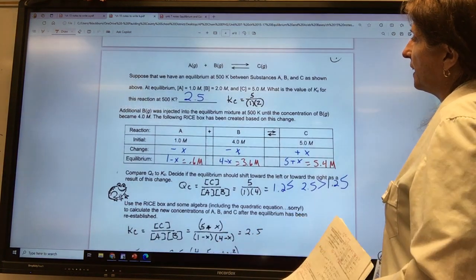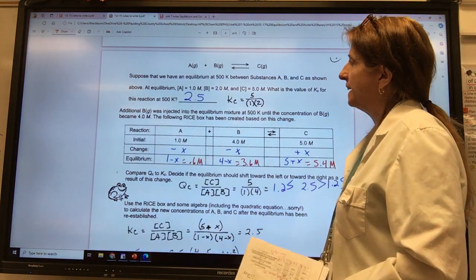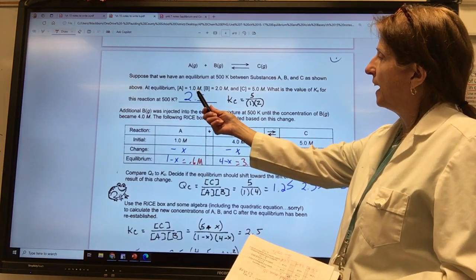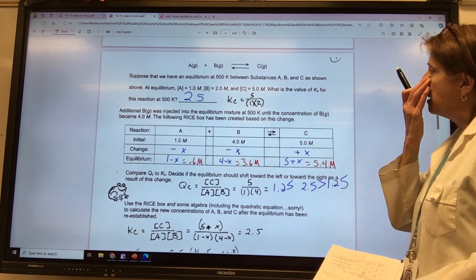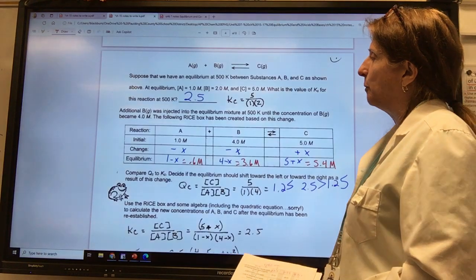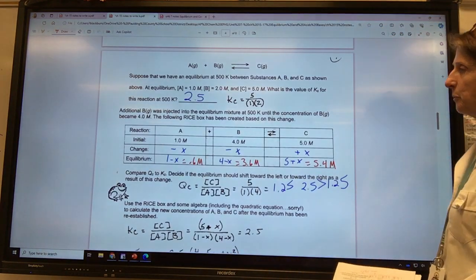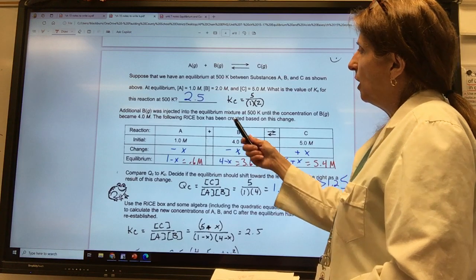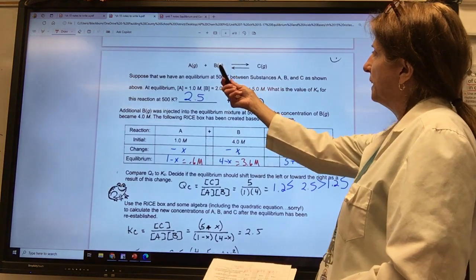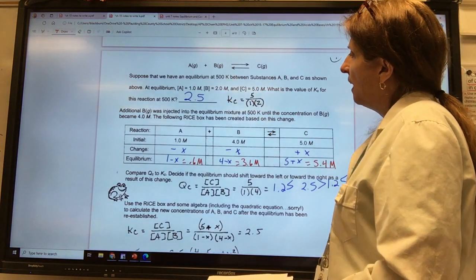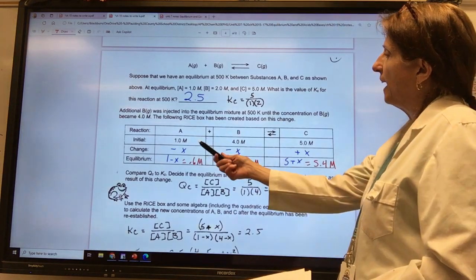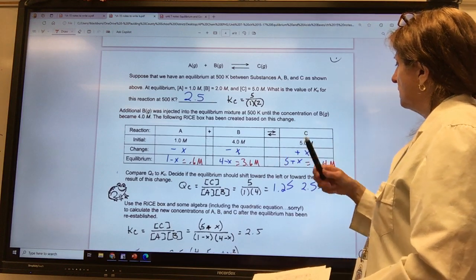Okay, so here we've got an equilibrium between A plus B makes C. And at equilibrium, the concentration of A is 1, B is 2, and C is 5. So what is Kc? Well, we can fill that in, products over reactants, and it's 2.5, okay, or pretend one. But then some B is added to it. So now it's going to change. We're adding some B. What's that going to do to everything else? And we can use an ICE box to figure this out. So now A is 1, B is 4, C is 5.